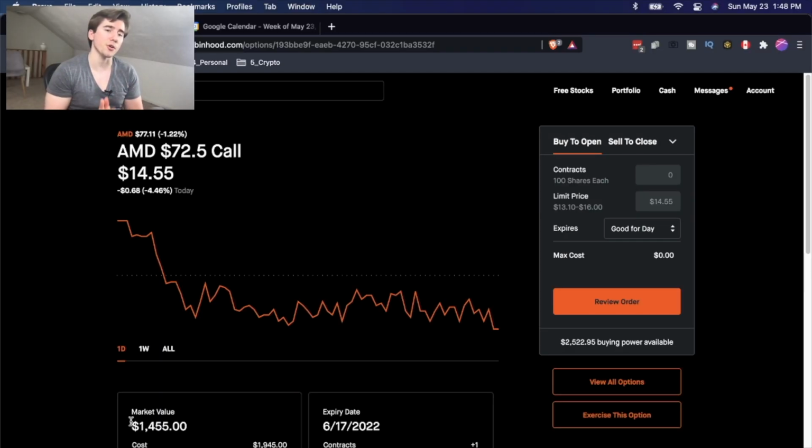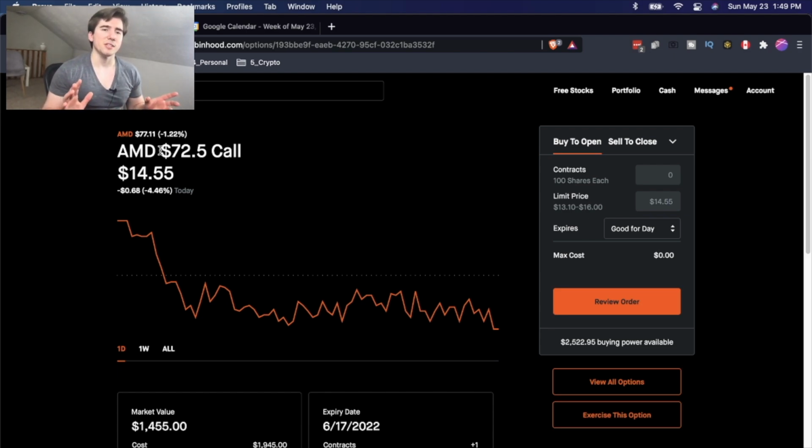So if I were to buy another one, this will cost me $1,455 in premium. Or if I wanted to sell this option, I could sell it for $1,455. But of course, I'm not going to sell it because I think that AMD stock is undervalued. I think it's going to go up. So I'm going to keep holding on to this.